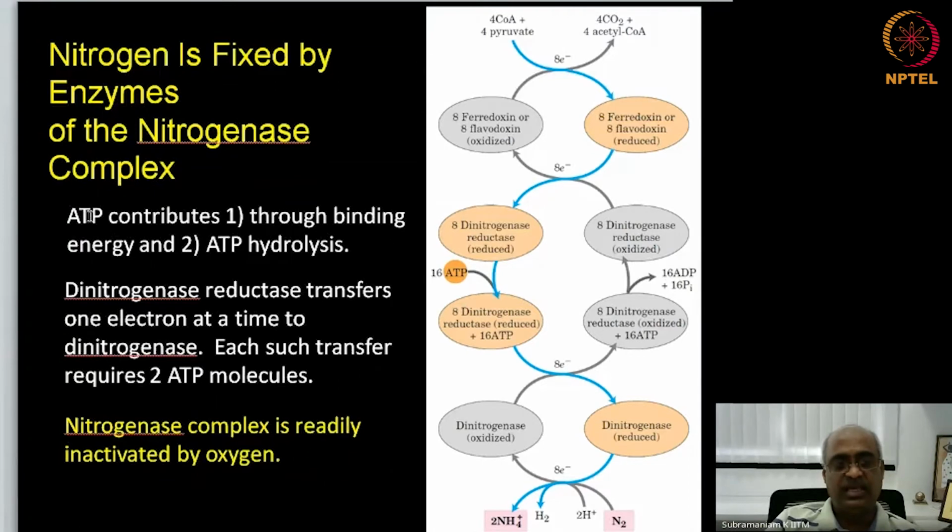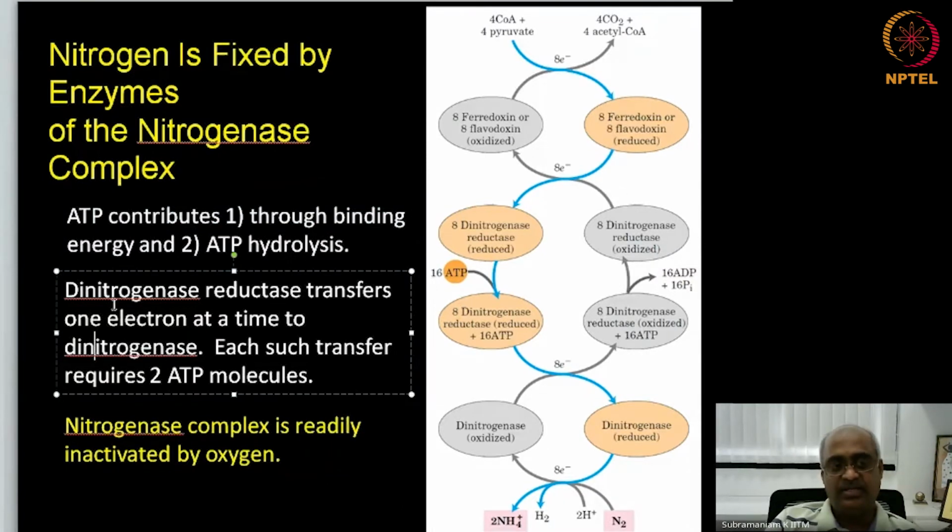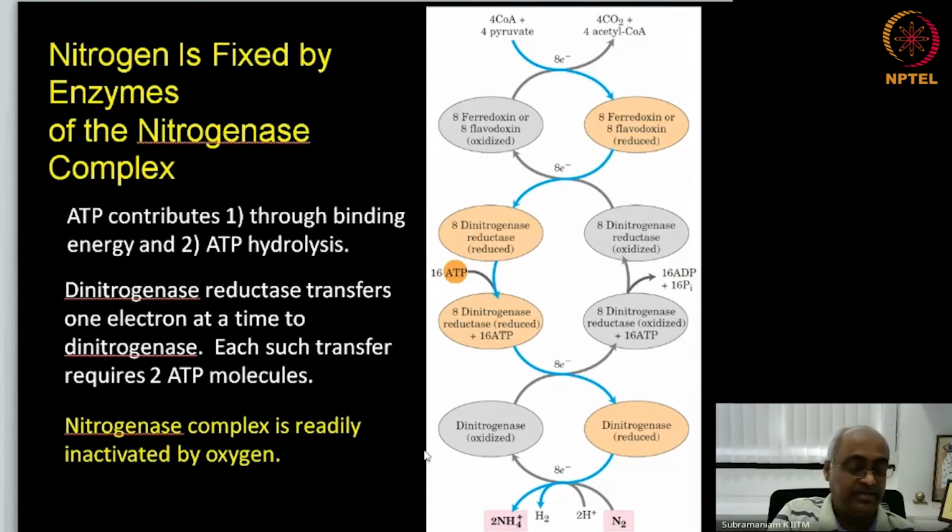So this I have already highlighted. ATP contributes through both binding energy and ATP hydrolysis. And dinitrogenase reductase, this again we have already covered. The other important specific thing about dinitrogenase is it is highly labile to oxygen. Oxygen readily gets the electrons and you do not reduce nitrogen, and the nitrogenase complex gets inactivated. So it's very sensitive to oxygen, and oxygen inactivates this enzyme.